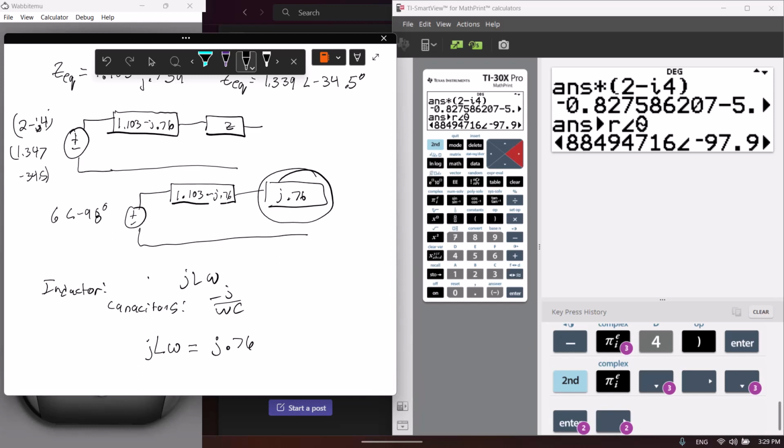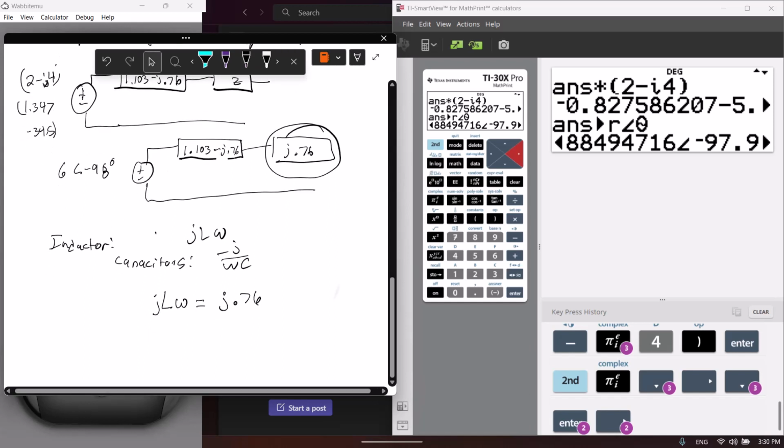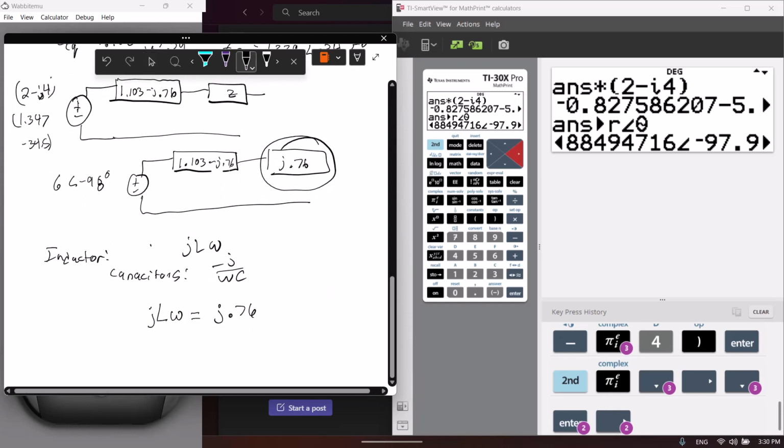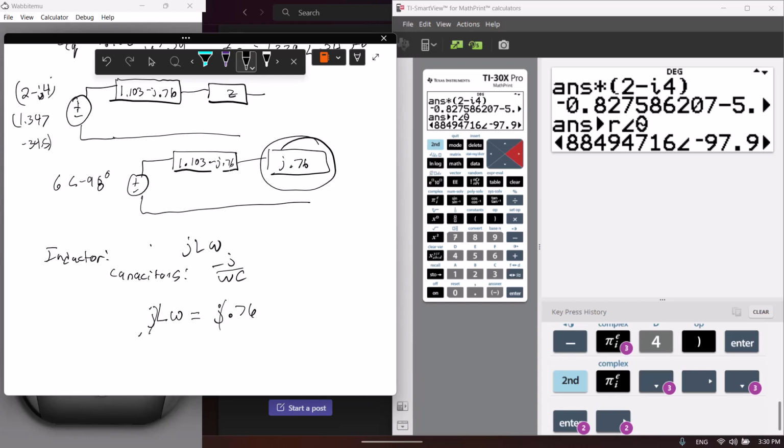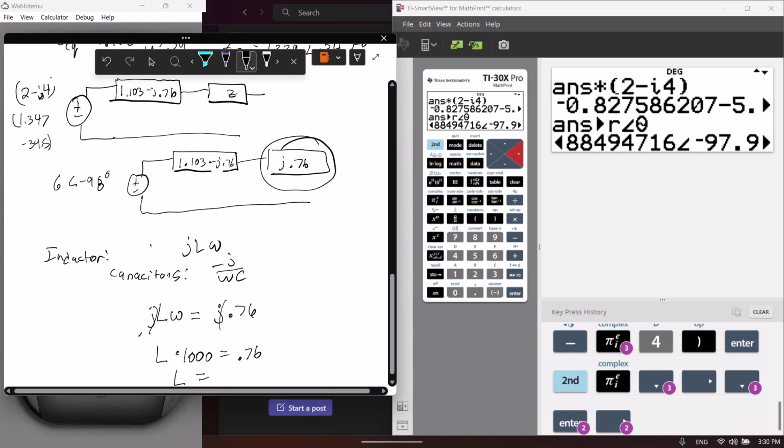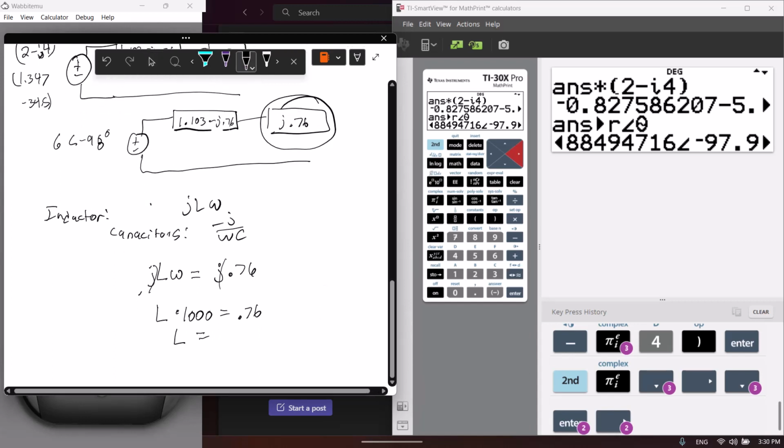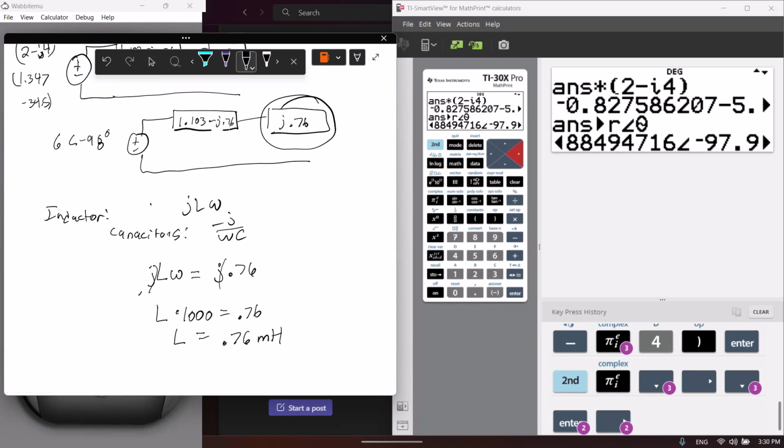So now we know it needs to have an impedance of J.76, but for our particular circuit, what inductor do you go pick out of the box for this? So J L omega has to equal J.76. The J's will cancel. L is what we're solving for. L times 1,000 equals 0.76, or L equals 0.76 divided by 1,000, or 0.76 millihenries.